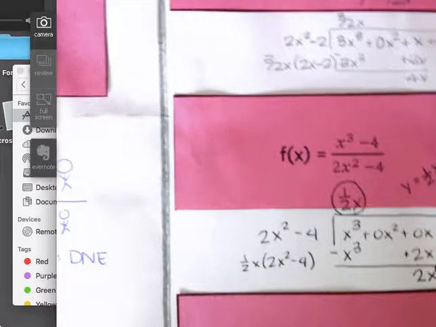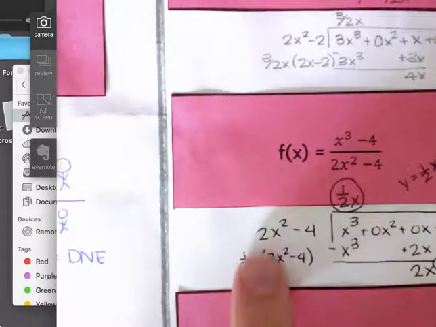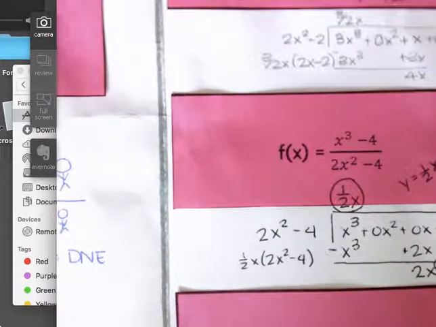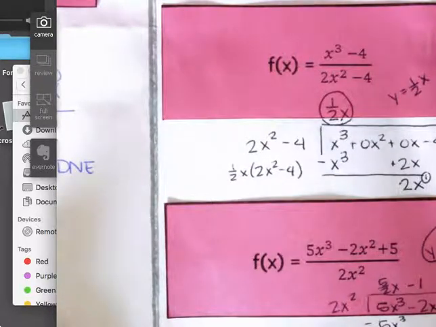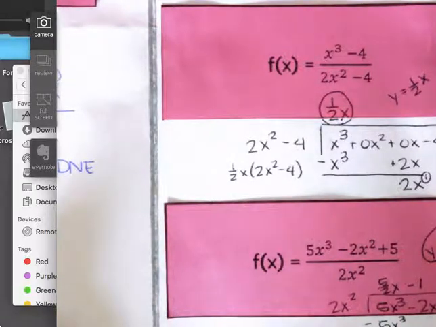This guy down here, same kind of thing. My numerator is 1 bigger than my denominator, so my slant asymptote is y is equal to 1/2 x because you divide your numerator by your denominator. And then in the very last one, exact same thing. You divide your numerator by your denominator, and you end up with, in this case, a constant, which is kind of awesome. So y is equal to 5 halves x minus 1.